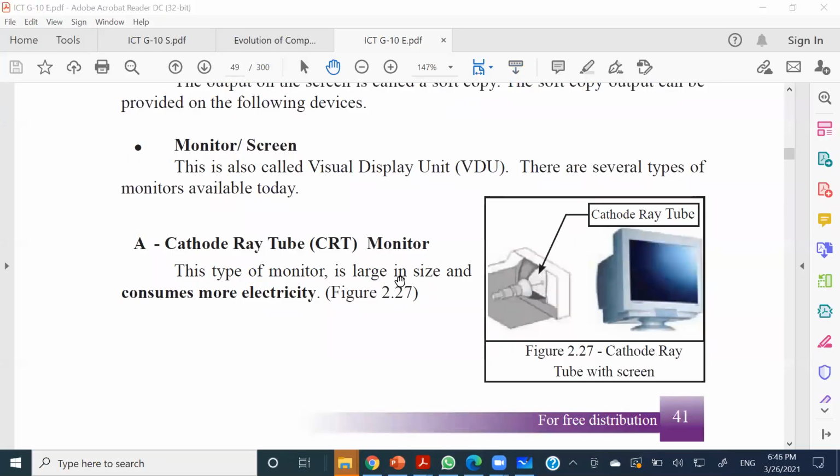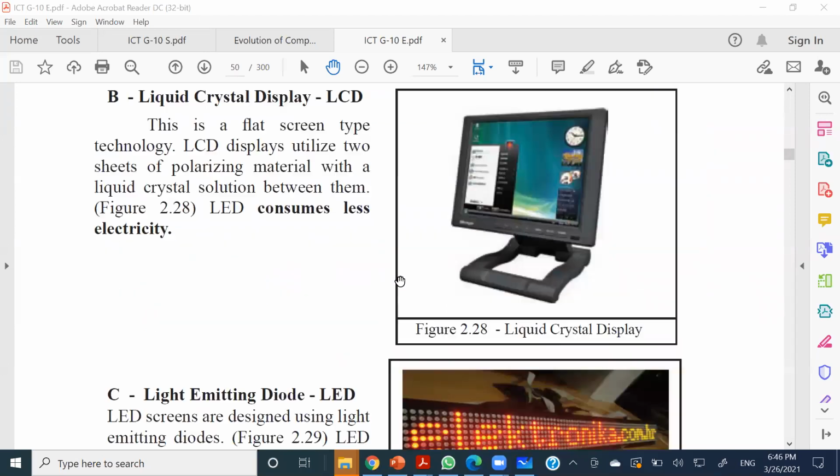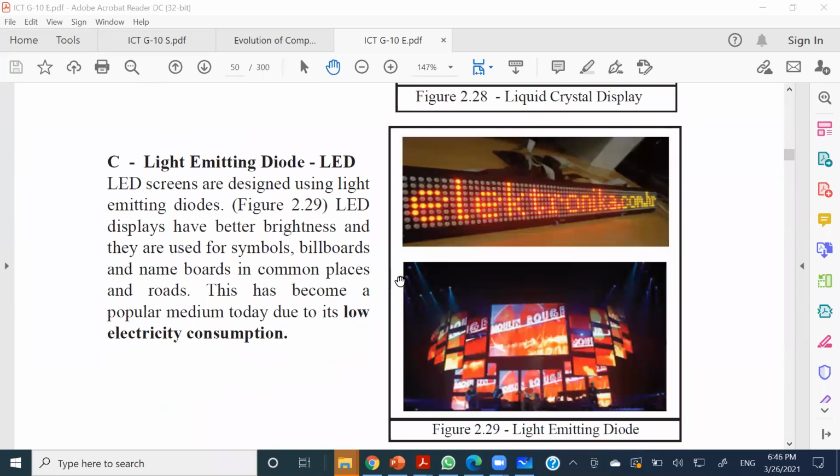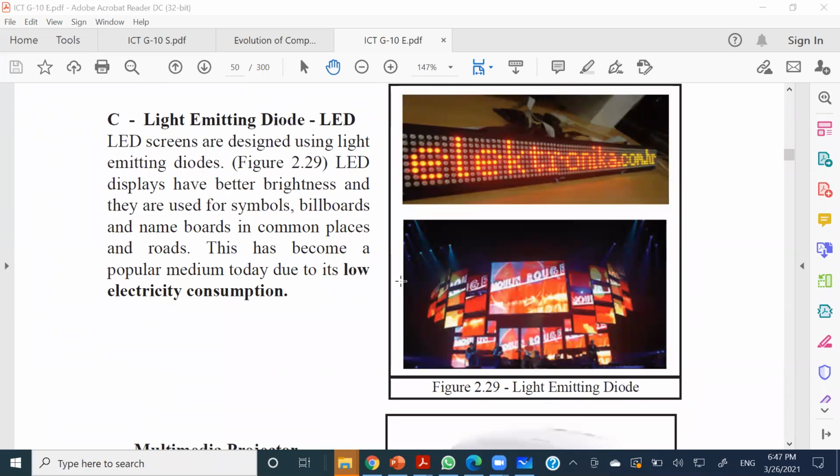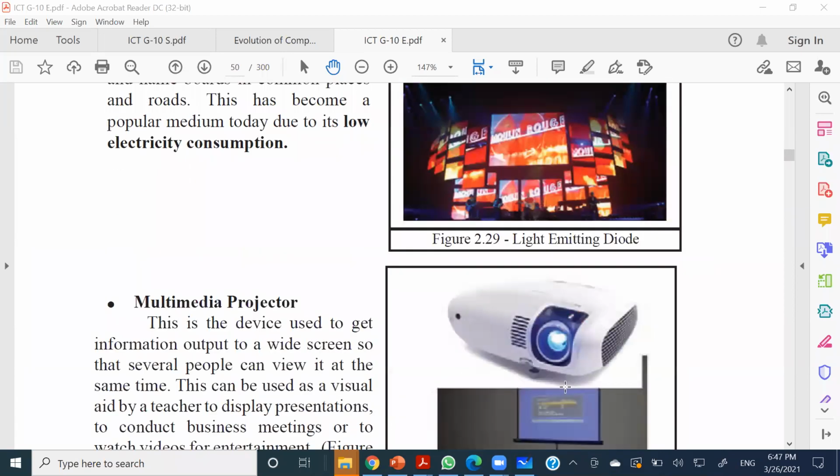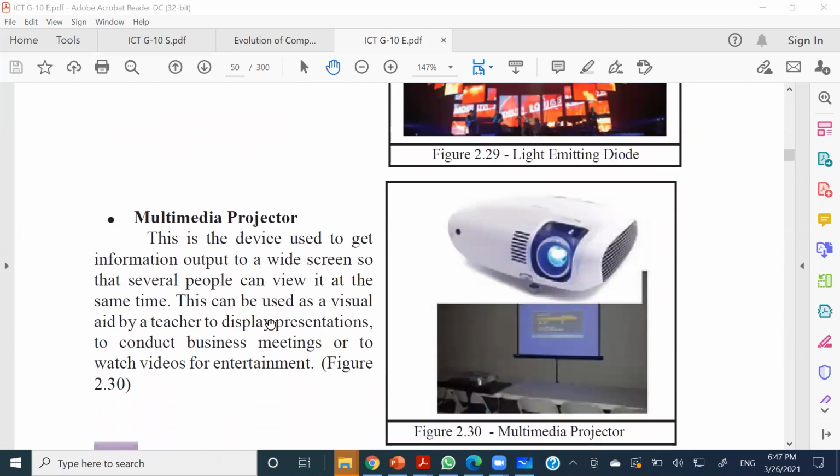All right, and in your book, they have described the same things, right? And they have given you some pictures as well. And when it comes to the LED, you can experience it not only in the monitors, but in these hoardings and billboards. Nowadays, they are made out of LEDs, which are very electricity friendly devices, right? And again, after the monitors, the other device that can project a soft copy is the multimedia projector.